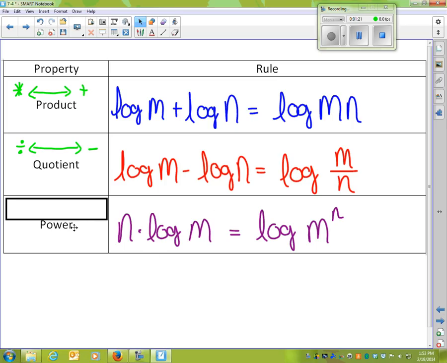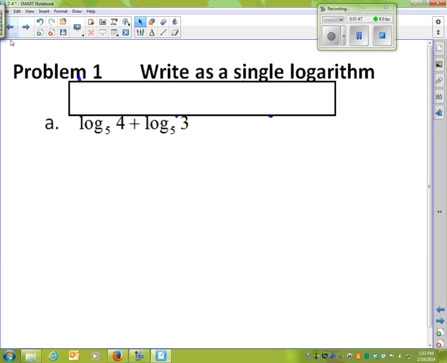And the last property is called the power property. It's when you have a number multiplied to the whole logarithm. You can bring that number up and make it an exponent. If you have an exponent, you can bring it down and change it to a multiplication. So we're going to use these three properties to solve our next problems.